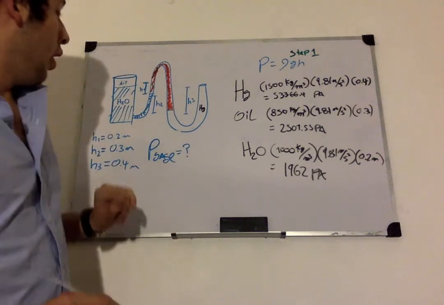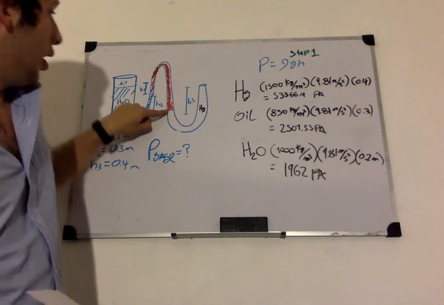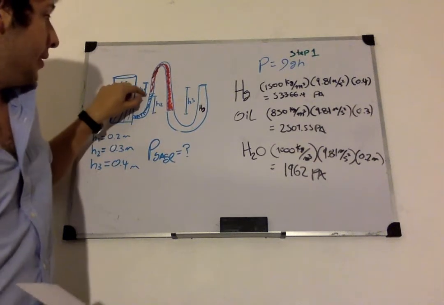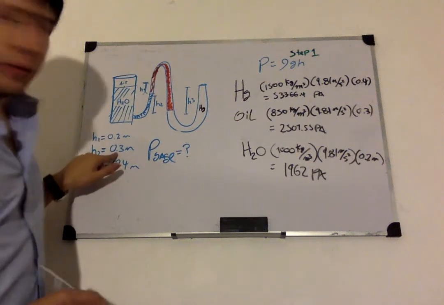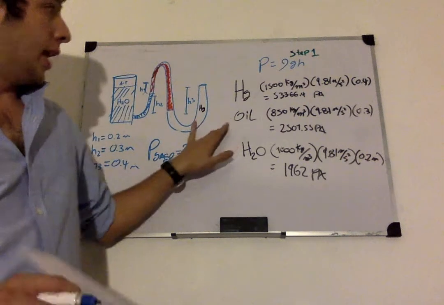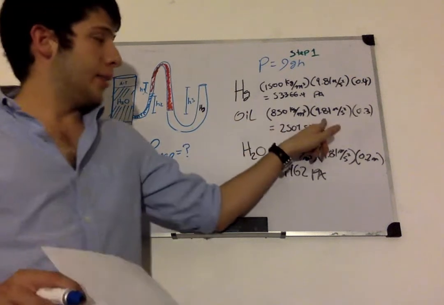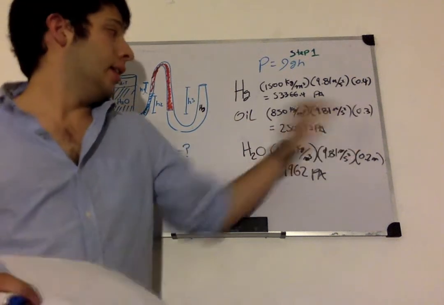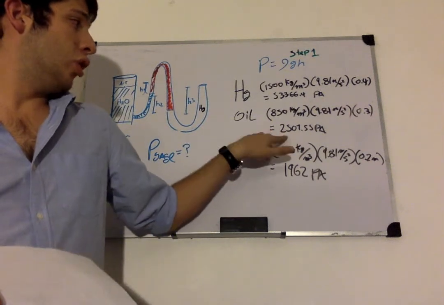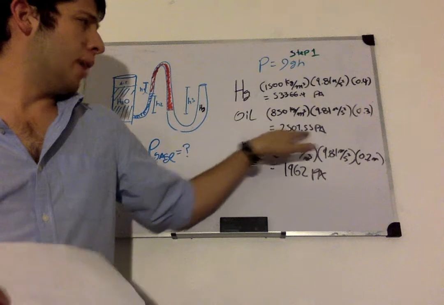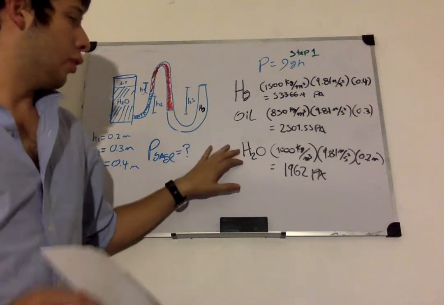For the oil, we need to take it from this point to this point, and the distance between these 2 points is 0.3 meters. So we apply again the same formula to the oil. We have the density of the oil times gravity times the height, and it gives us 2,501 pascals. And we do the same again with water.